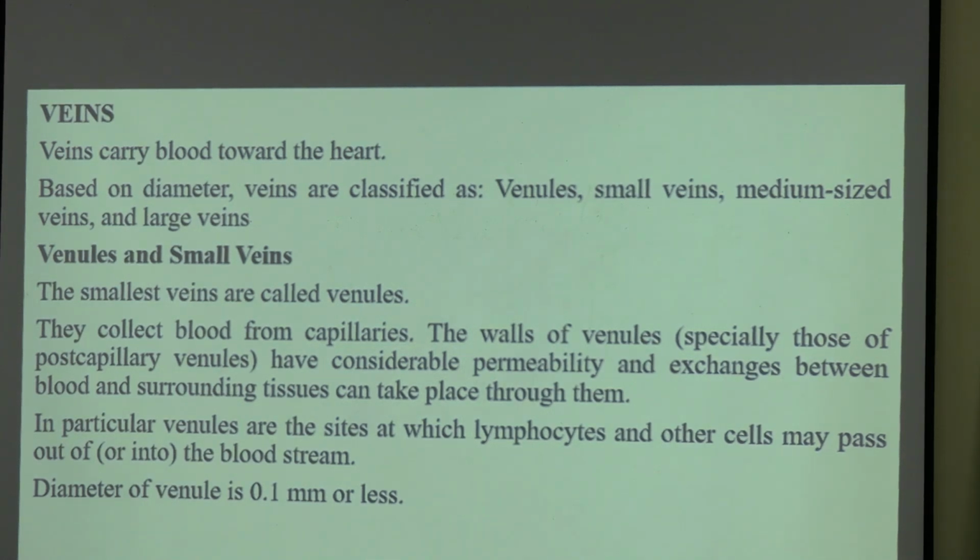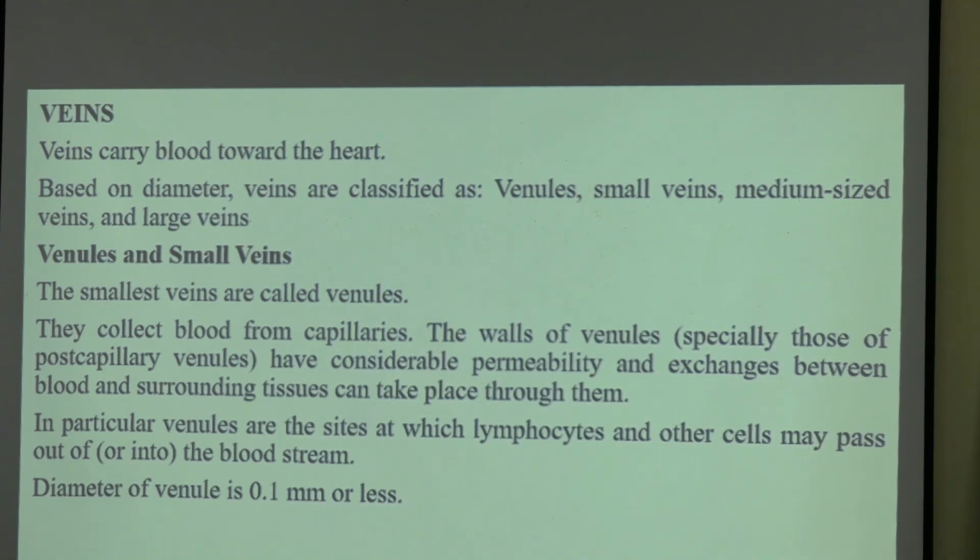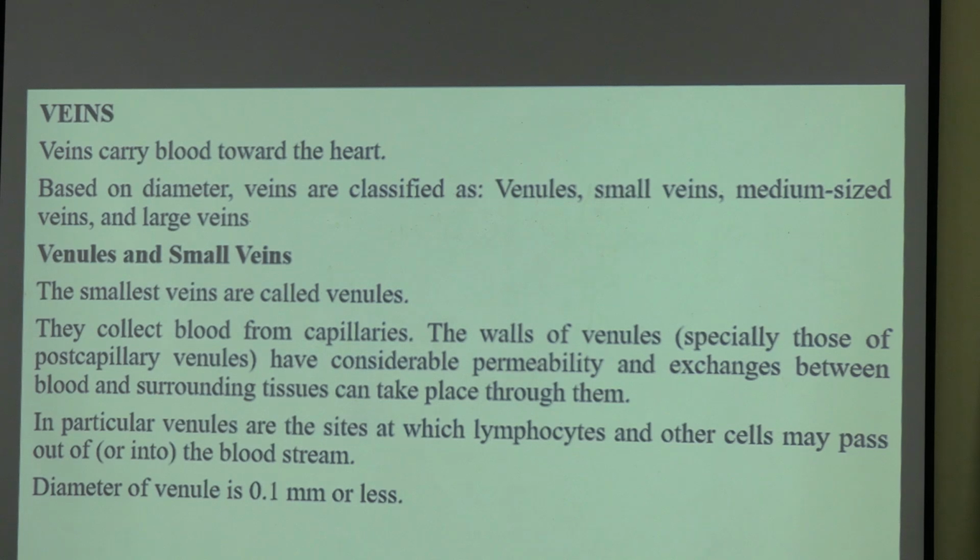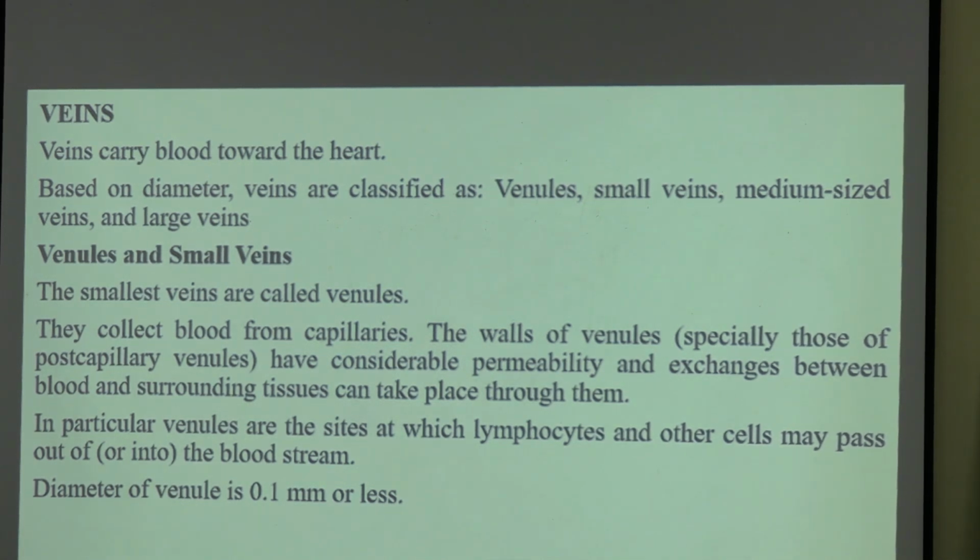Now in case of veins, what exactly do you have to know? First of all, the classification. Based on the diameter, as you can see, the smallest one is the venules, then small vein, medium sized vein, and the large veins. These are the classification done based on the diameter.